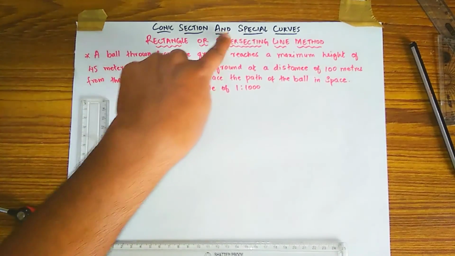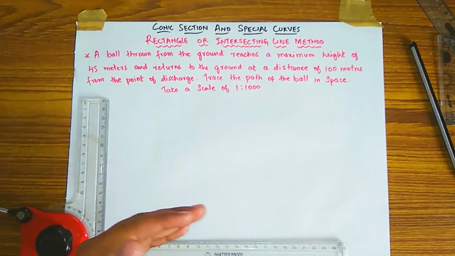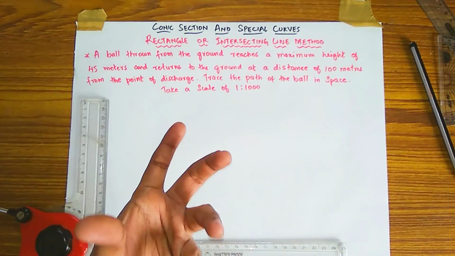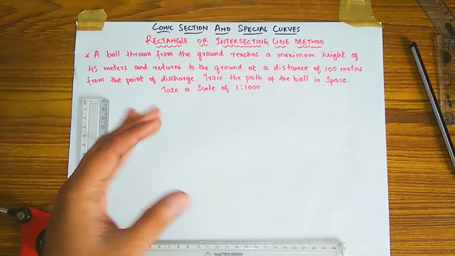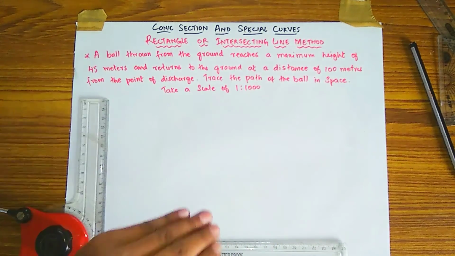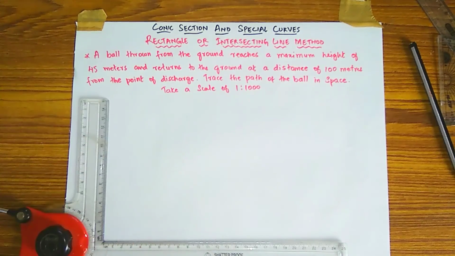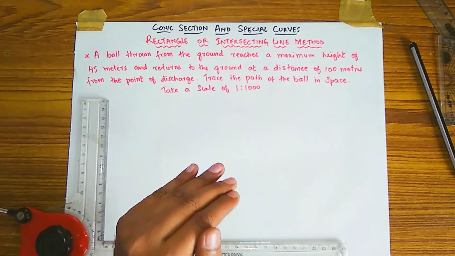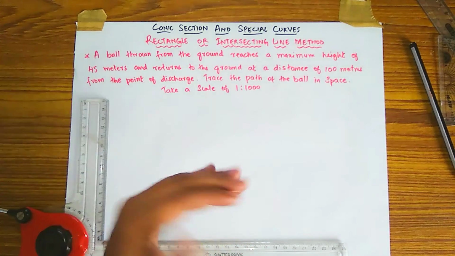I am going to explain the conic section and special curves chapter, and this chapter is applicable for ITI, diploma and engineering students, and this problem is of 10 to 15 marks. It is especially for diploma students, and please do the problems with my process or tricks or skills.